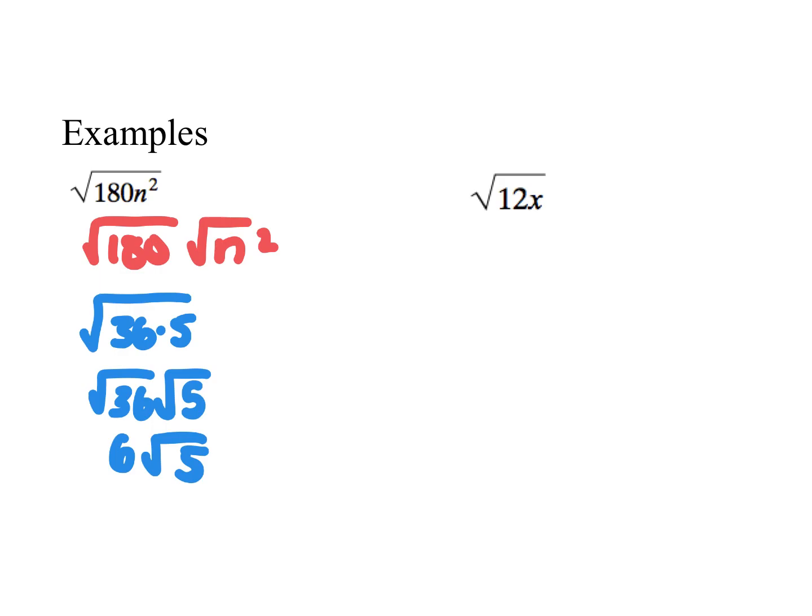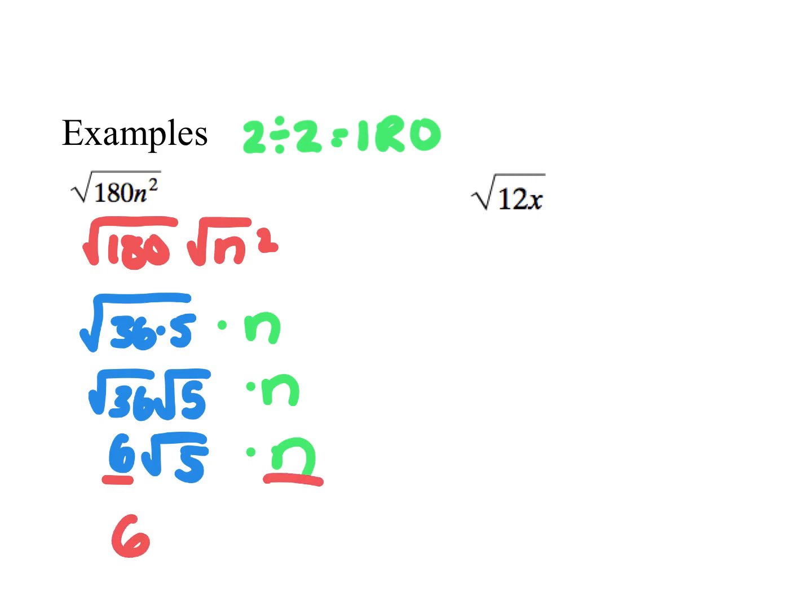For n squared, the exponent is 2. So I do 2 divided by 2, which gives you 1 with a remainder of 0. So n squared becomes just n. So now I'm going to put it back together, so the parts that are outside go together. So it becomes 6n. And then the part inside is only 5, so it's 6n radical 5.